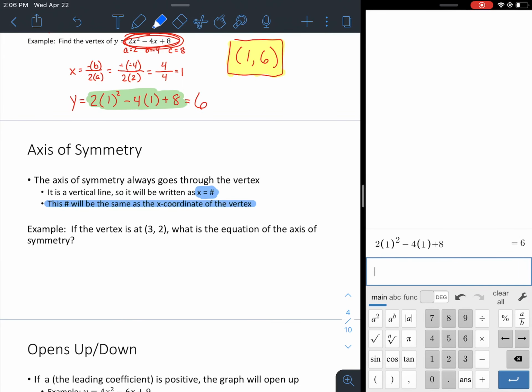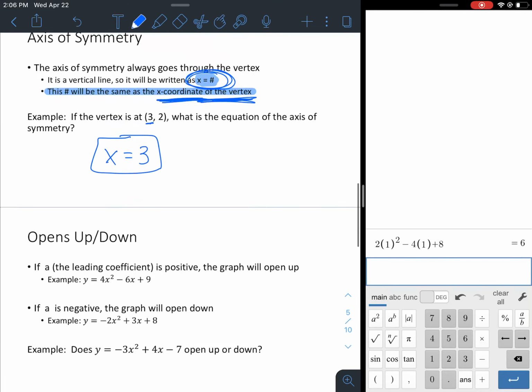So in this case here, if the vertex is at (3, 2), what is the equation of the axis of symmetry? Well, as we just mentioned, the equation of the axis of symmetry is going to be x equals a number. What is that number? It's whatever the x-coordinate of the vertex is. Well, the x-coordinate of the vertex is 3. So x equals 3 is the equation for the axis of symmetry. It's the vertical line at 3.